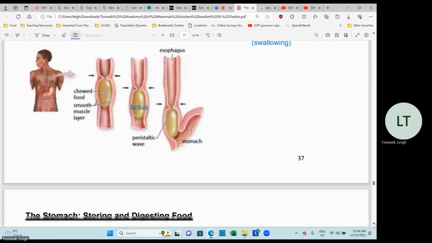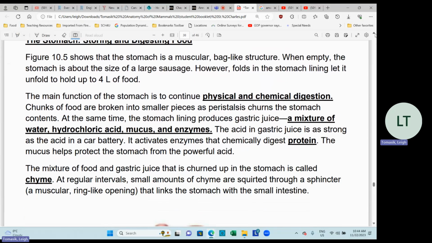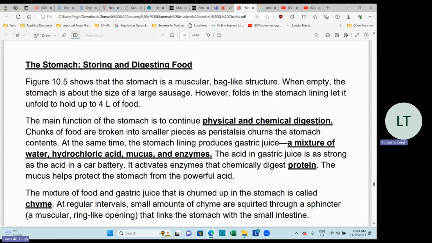And then we get to the stomach. So the stomach has two purposes. It is a big bag of muscle, and when it's empty, it's very small. It's only the size of a large sausage, right? That's when it's empty. But as it fills with food, it can expand to hold 4 liters of food, but not usually any more than 4 liters. And probably you'll become full before you reach the 4 liter part.